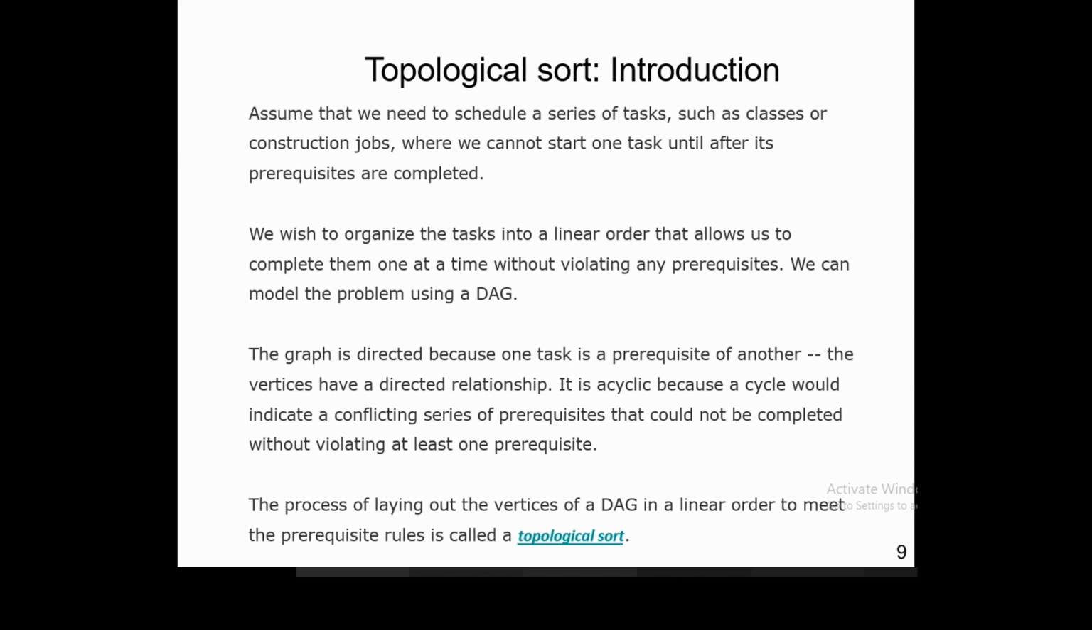So we can assume that we need to schedule a series of tasks such as classes or construction jobs, where we cannot start one task until after its prerequisites are completed. For example, if you are studying the design and analysis of algorithms, two subjects should already be completed: programming in C and data structures and algorithms. So the study of design and analysis of algorithms is dependent on the completion of data structures and algorithms and programming in C.